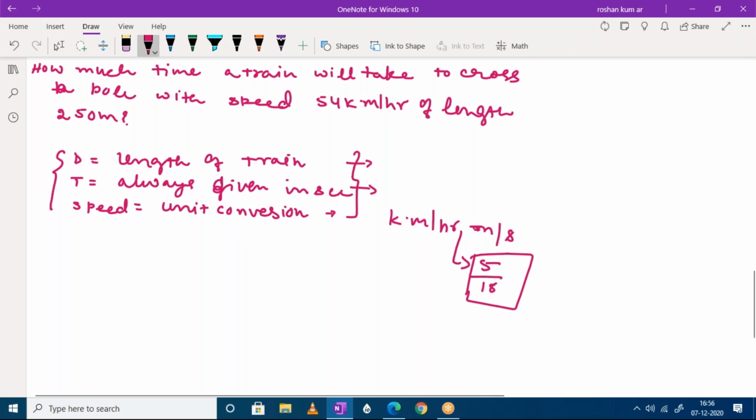I hope everyone understood. Out of the three quantities, two will always be given, and the third we have to find. This is pretty simple, very easy. You only have to take care of these things. Now I'll explain about this one.